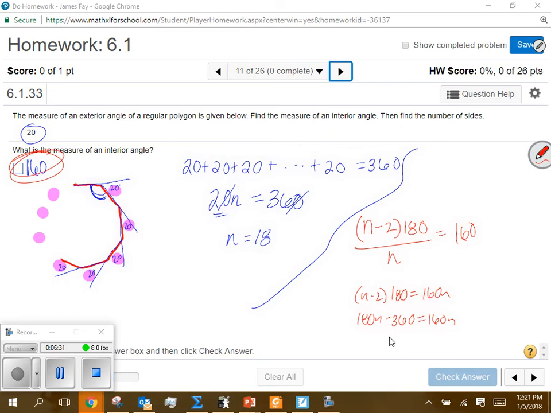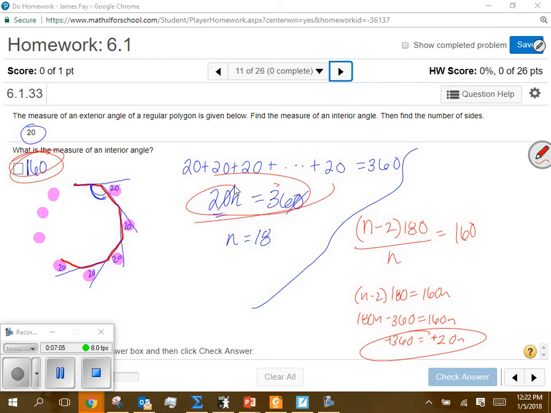Now if I subtract 180n from both sides, I get negative 360 is equal to negative 20n. And if they're both negative, I can really view them as both being positive, right? And is that equation right there exactly the same thing that we came up with right there? Just two different approaches. One more of a formula algebraic approach. The other one more of a logical approach to get those 18 sides or 18 angles. Does that help?